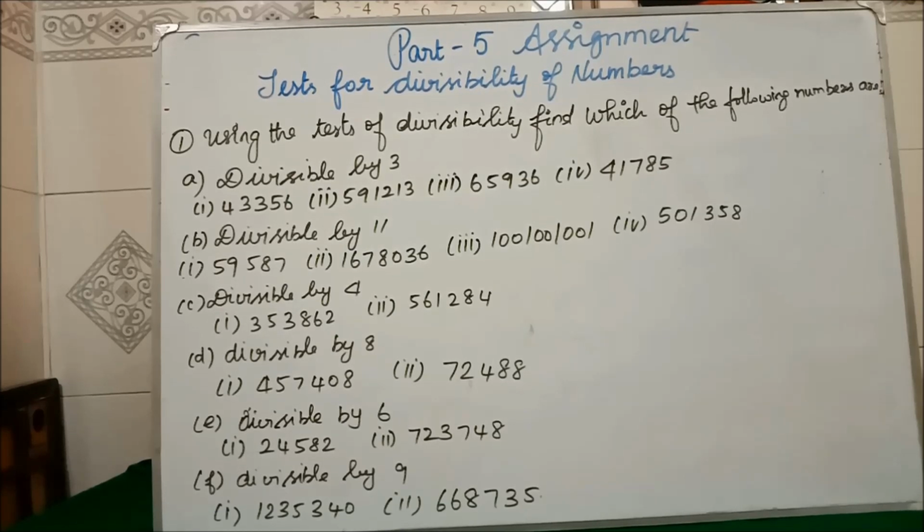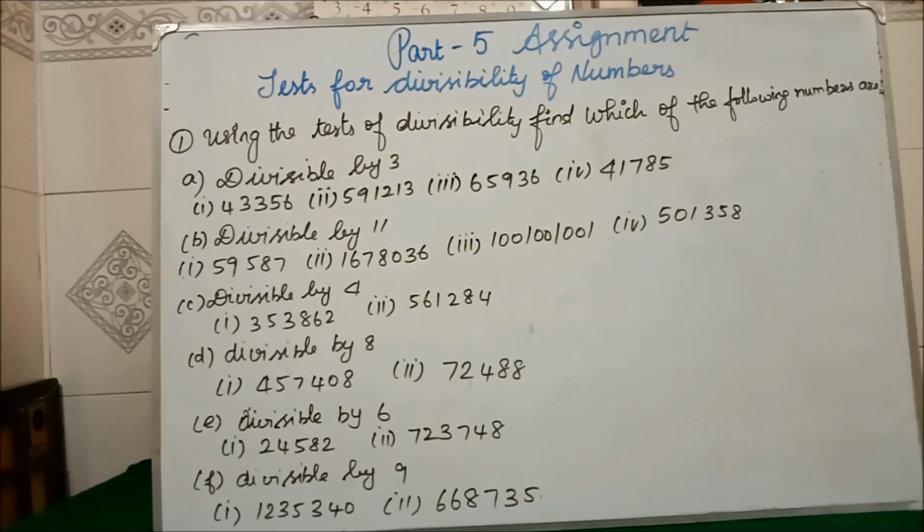What is divisibility by 4? What does the condition for divisibility by 4 say? You have to see the last 2 digits. If the last 2 digits are divisible by 4, then the full number is divisible by 4. What is divisibility by 8? You have to see the last 3 digits. If the last 3 digits are divisible by 8, then the full number is divisible by 8. What is divisibility by 6? It should be divisible both by 2 as well as by 3. Then it is divisible by 6.